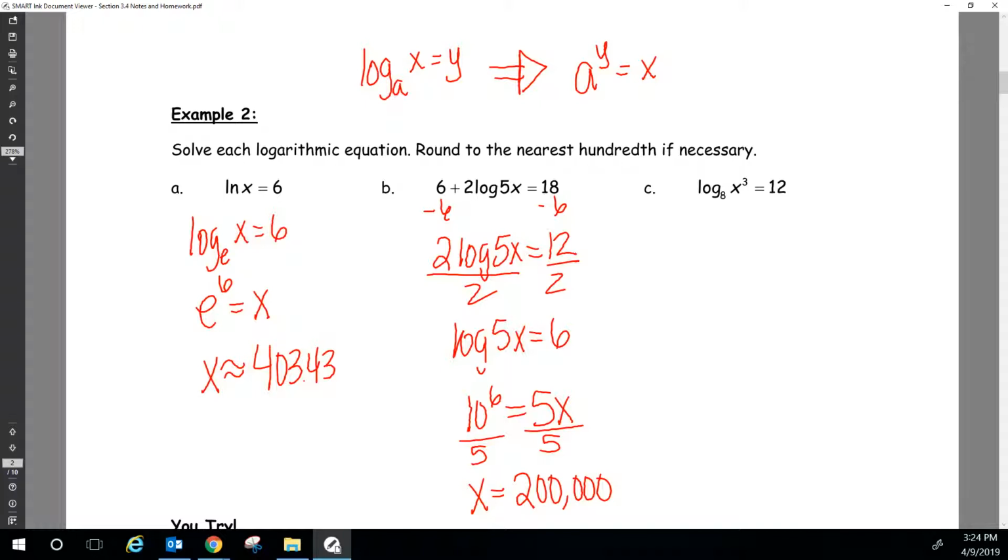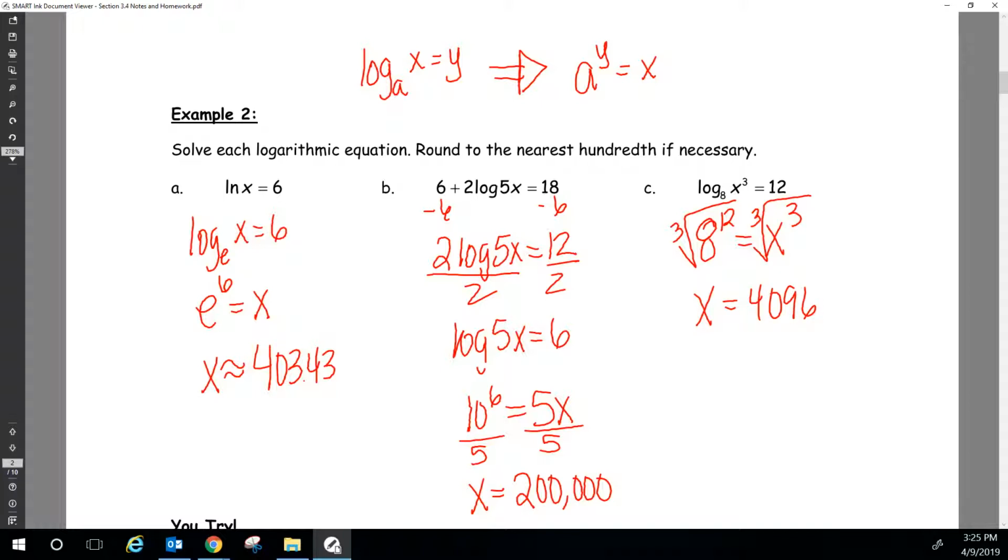All right, for C, I've got 8 to the 12 is equal to x cubed. And then I would take the cube root of this, and I get x is exactly equal to 4096. And that's one way you could do the problem.